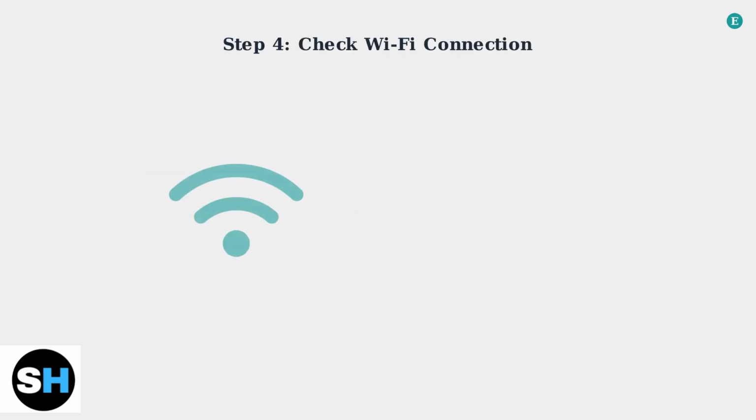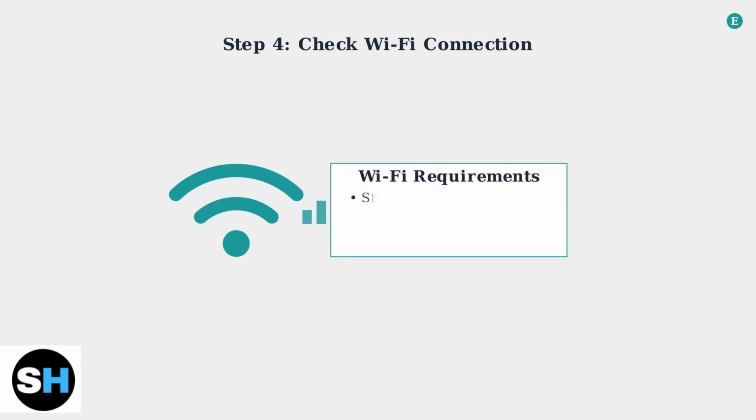A weak Wi-Fi signal can cause notification delays. Ensure a stable connection, preferably on a 2.4 GHz network, as Eufy cameras typically require this frequency.